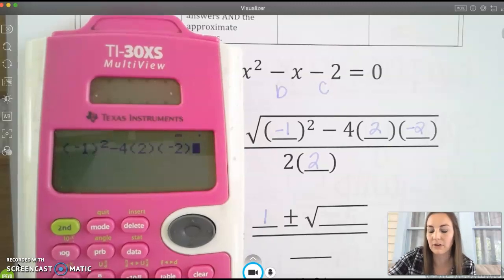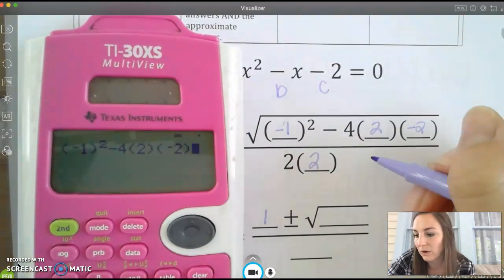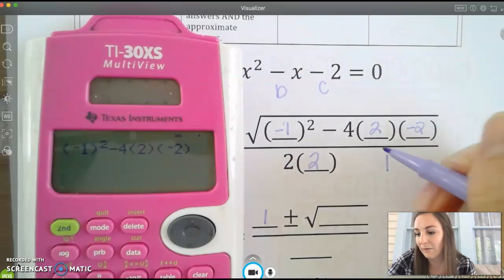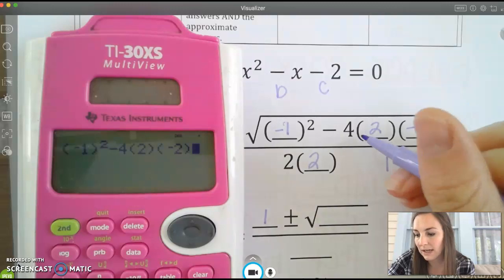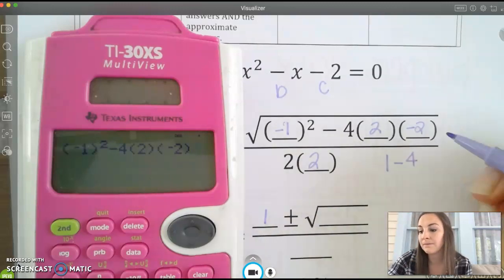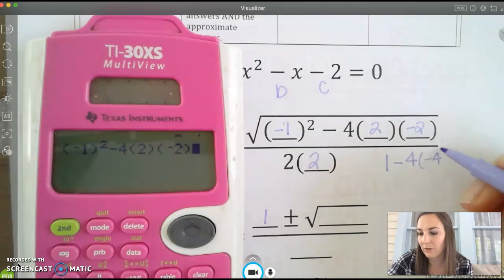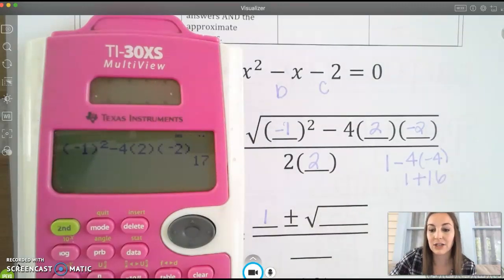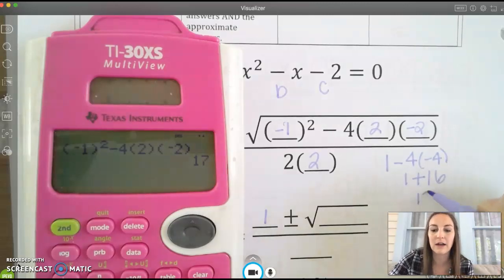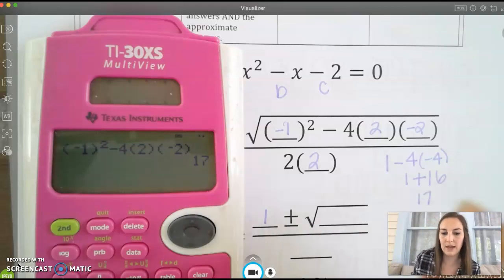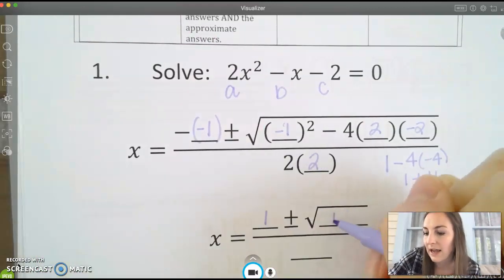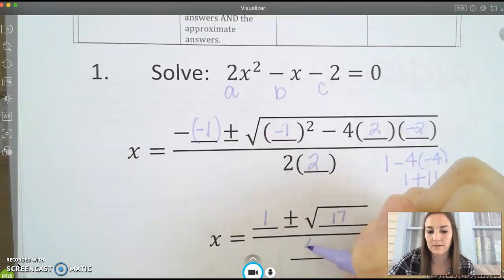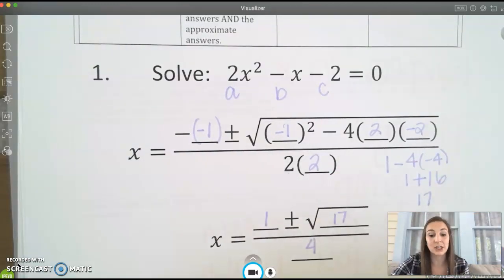And of course, I don't need my calculator for this. I have confidence that you guys can do this without your calculator, because (-1) squared is 1. And then I have minus 4 times, well, 2 times -2 is -4. So that would be 1 plus 16. So when I actually put that in my calculator, I should get 17, which I do. So again, I don't need the calculator. I could do this without. So now I have 1 plus or minus the square root of 17, and then 2 times 2 gives me 4 here. So my exact answer is 1 plus or minus the square root of 17 divided by 4.